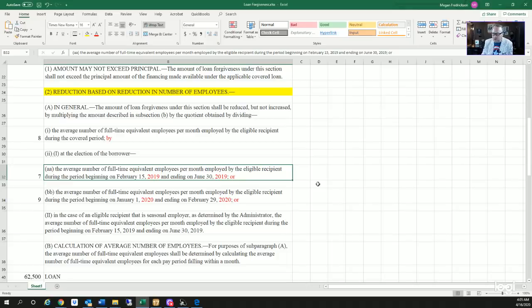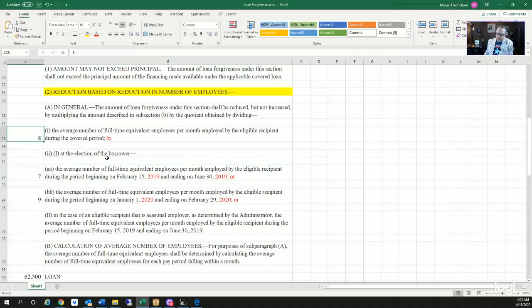It's the average, okay? So what I put in there is like, okay, well, the average during the covered period was 8. I literally just pulled it out of the sky. And let's say that during February 15th to June 30, 2019, there was an average of 7. But then at the beginning of 2020, for those 2 months, there was an average of 9, okay, number of employees, okay?